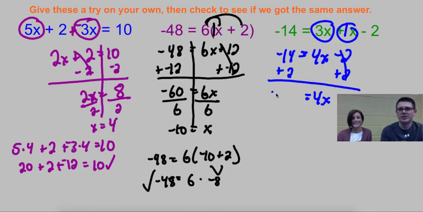Negative 14 plus 2 is negative 12. So I'm going to divide by my 4, and I get x is equal to negative 3. Watch those negatives all the way through.